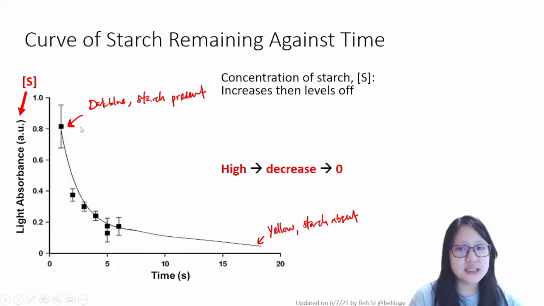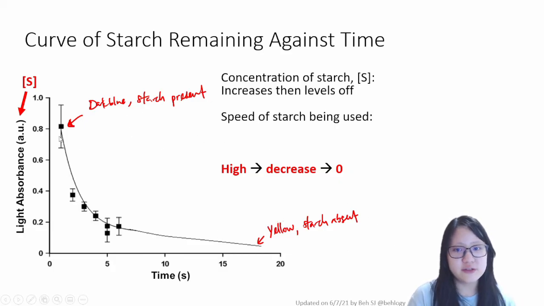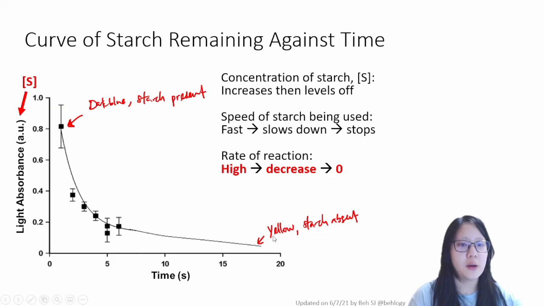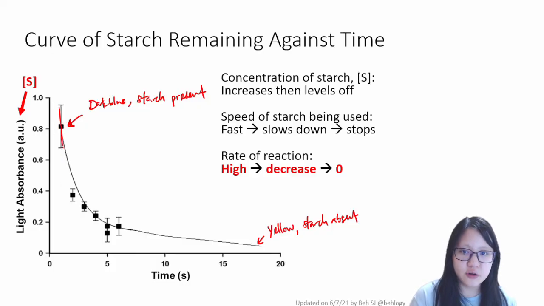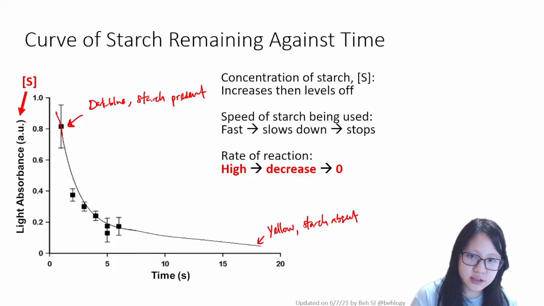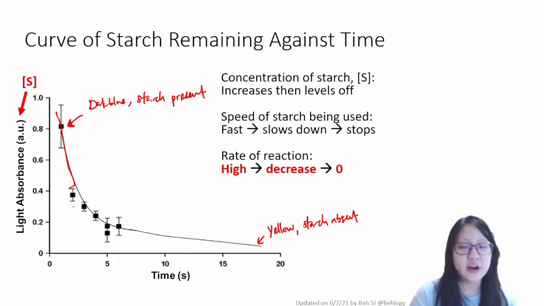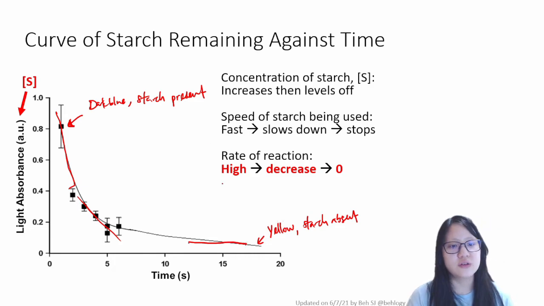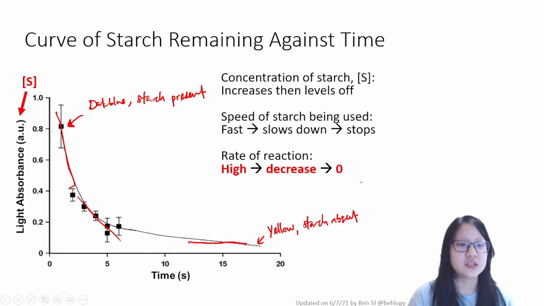It decreases and then levels off. The speed of starch being used is very fast. Okay, very fast at first. It's like a rapid decrease, and then it kind of slows down, and then it stops. The rate of reaction is high. Look at the line. If you draw the gradient, the tangent to the curve, and look for the gradient, this is pretty steep. This is less steep, and this becomes almost 0, right? So it goes from very high to a decreasing rate of reaction to 0.